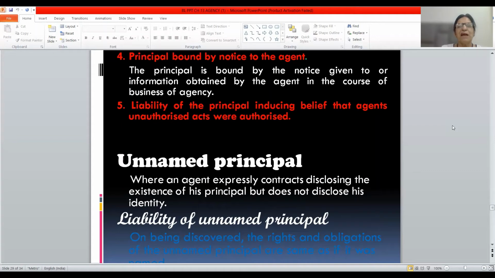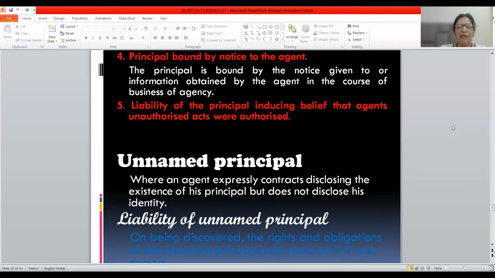The last point is the liability of the principal, inducing belief that the agent's unauthorized acts were authorized. Friends, ratification I have talked about. Sometimes the agent does something without the prior authority of his principal, but that act is ratified by the principal subsequently. So if unauthorized acts are authorized, that is, ratified, then also the principal's liability will be the same, because ratification tantamounts to prior authority.